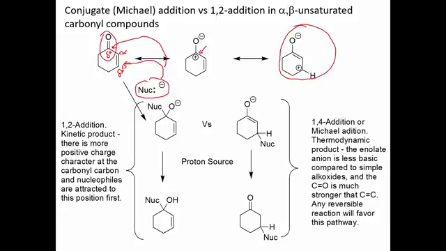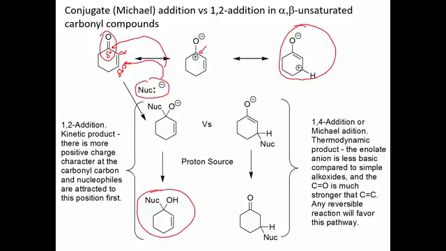Okay, so a classic 1,2 addition to an alpha-beta unsaturated carbonyl compound looks exactly like all the other carbonyl additions that you've seen before. You generate the carbonyl addition product, and you add a proton source, and you just get, in this case, the tertiary alcohol that happens to have a double bond in it.